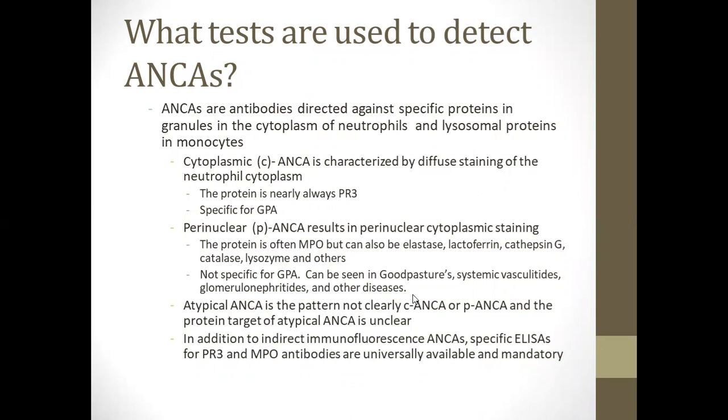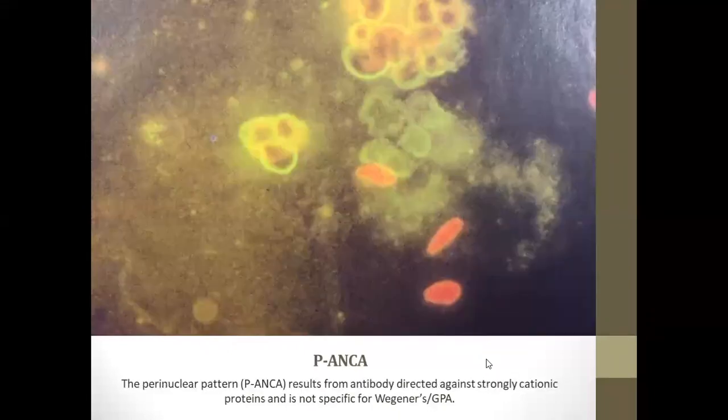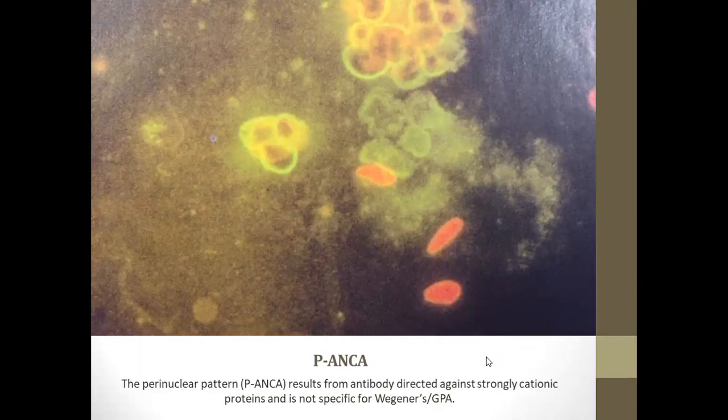So the C ANCA is staining of the neutrophil cytoplasm, P ANCA the nuclear or perinuclear staining. This is an immunofluorescence of the C ANCA. And then that's an example of the P ANCA, the perinuclear staining with immunofluorescence.